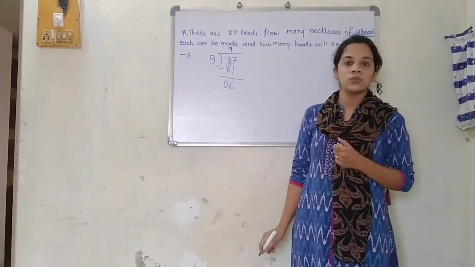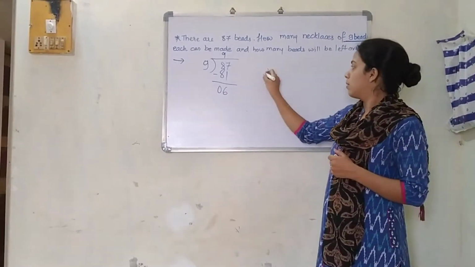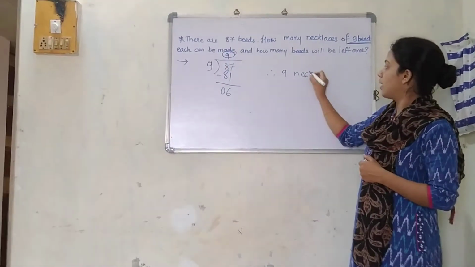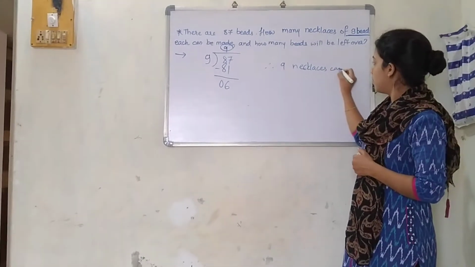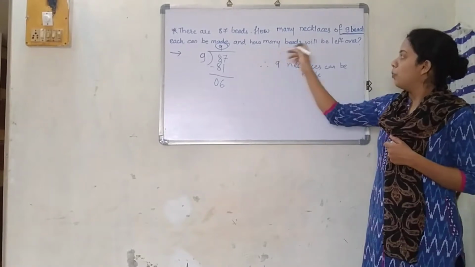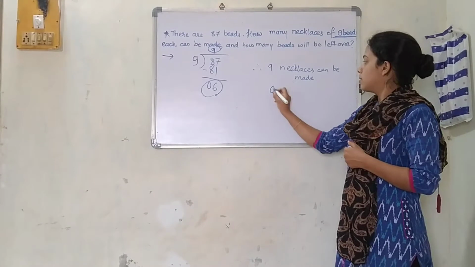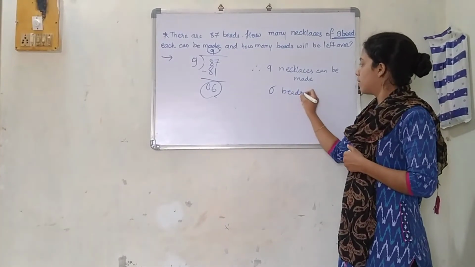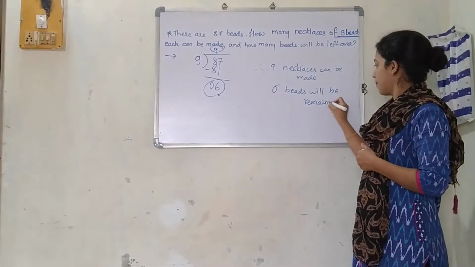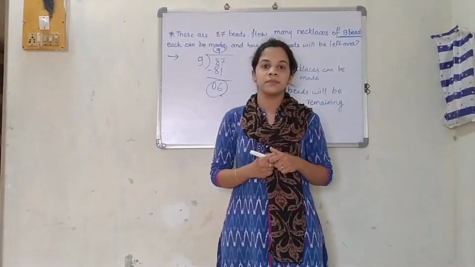So what is the question asked to you? How many necklaces of 9 beads can be made? So 9 necklaces, this is your main answer. 9 necklaces can be made. And what is the next question? How many beads will be left over? So these are the leftover beads. 6 beads will be remaining. I hope you have understood this. We will see the next question.